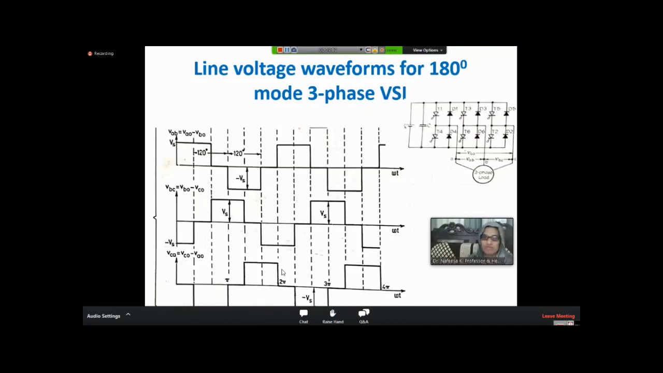For example, if the on period of the switch is 10 milliseconds, then the fundamental time period is for 360 degrees. So fundamental time period will be 20 milliseconds. So what is the frequency then? The frequency is 1 by 20 milliseconds, which is equal to 50 hertz.